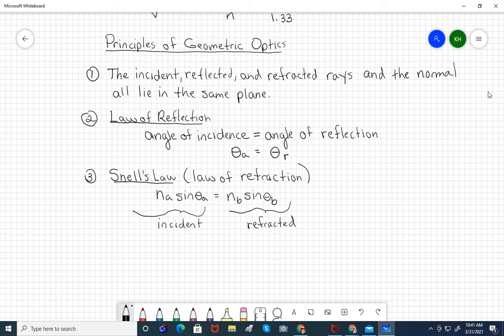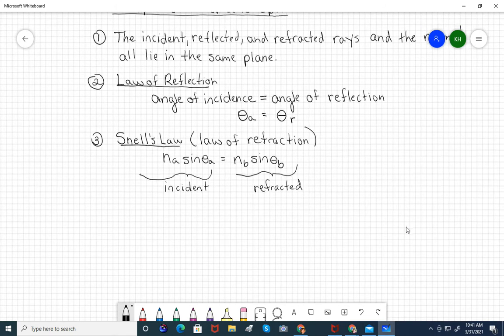Okay. Those are the only three principles that the book has, but I've added a fourth one, and I don't know whether I should call it the fourth or 3.5. I'm just going to call it 4. And that is simply that the path of light is reversible. We'll look at that when we do some of the example problems, and you'll understand better what I mean when I say that the path of light is reversible.